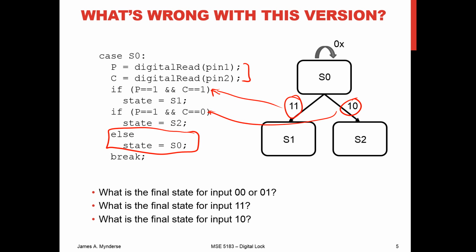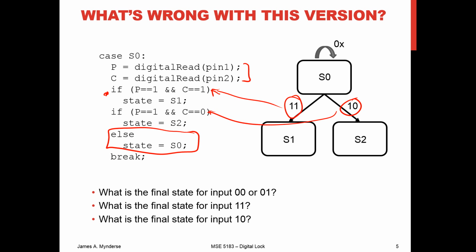Now, if you think about this, what's going to happen is that we're going to read the first if, then we're going to read the second if, and if the condition is not met, we'll go to the else statement. So think about the case of P and C both being 1. If P and C are both 1, then we'll check this first case, and we'll say, okay, that's true, so we'll set state equal S1. Then we'll read the next if statement, and we'll say, well, that's not true, and since that's not true, we'll have to go to the else, and so state will be state equals S0.